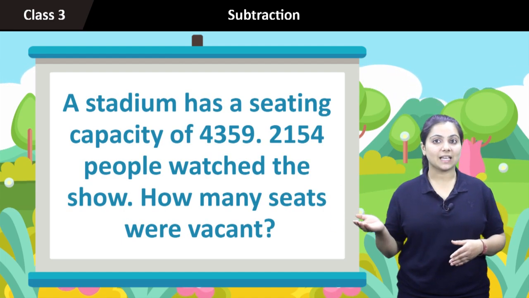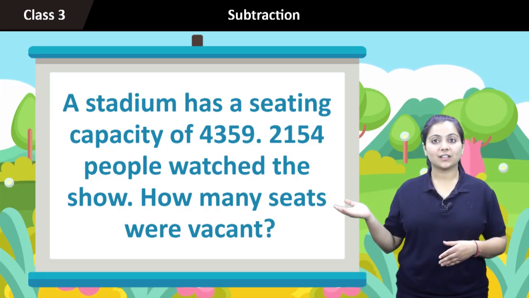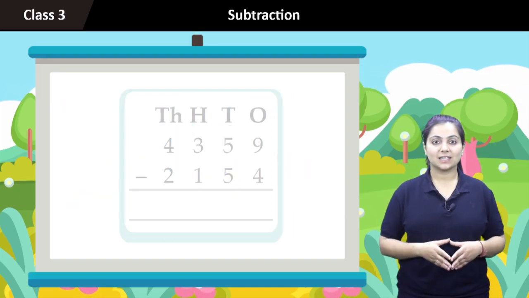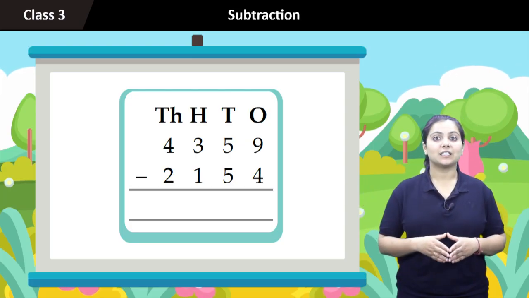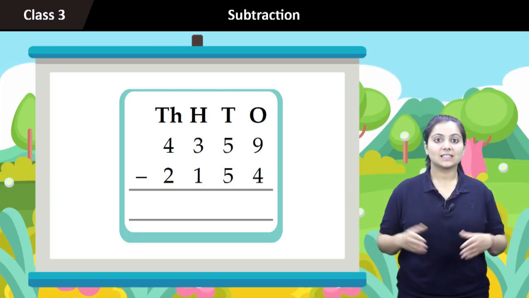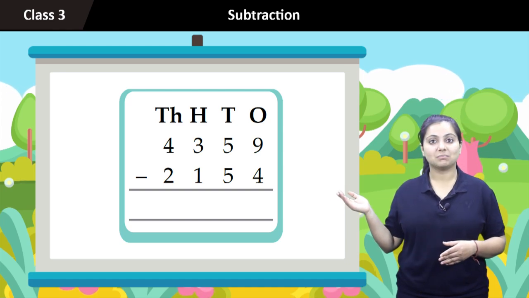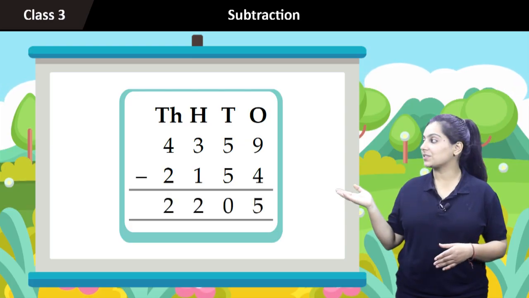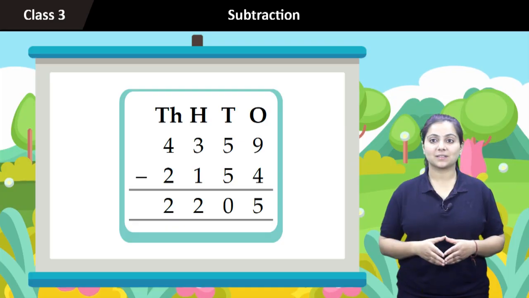Example 2. Our stadium has a seating capacity of 4359. 2154 people watched the show. How many seats are vacant? Seating capacity of stadium is 4359. Number of people watching the show: 2154. Seats left vacant: 4359 minus 2154 equals 2205. Thus, 2205 seats were vacant.